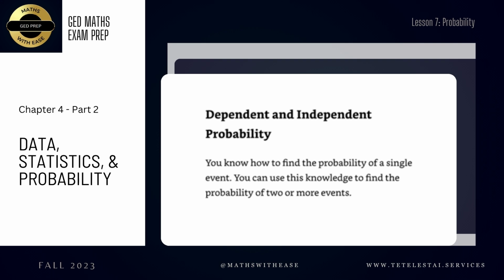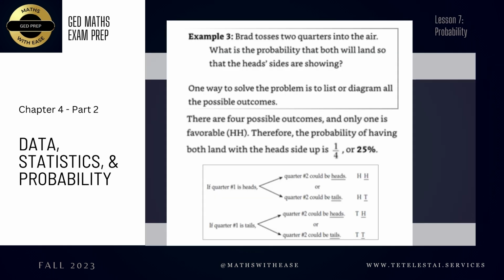You know how to find the probability of a single event, and you can use this knowledge to find the probability of 2 or more events. In this example, Brad tosses 2 quarters in the air. What is the probability that both will land so that the heads sides are showing? So imagine Brad holding 2 quarters in his hands, and we're being asked to find the probability that once he tosses the quarters and they land back in his hands, both quarters will show heads.